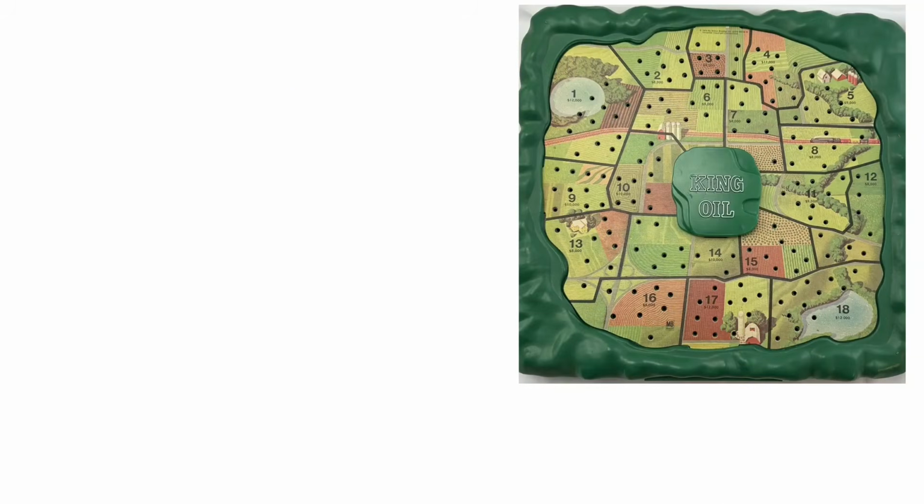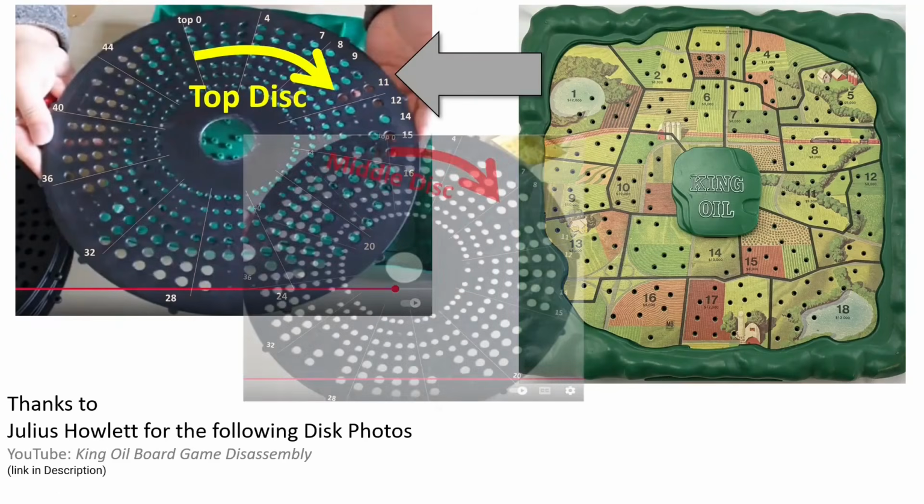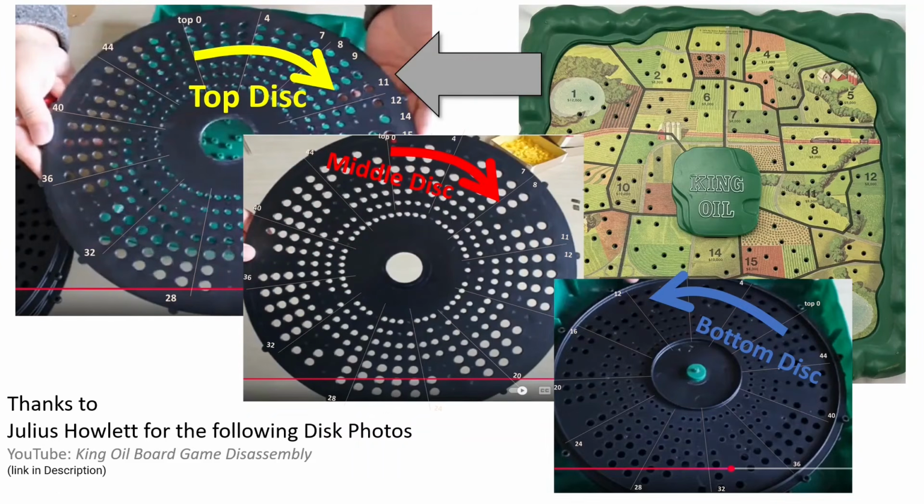Under the property map are 3 stacked perforated rotating discs representing oil deposit depths. Each disc has 7 concentric rings bisected by 48 spokes, providing 336 nodes representing potential drilling locations. This number is further reduced by the available drilling holes in the property map, as we'll see later. At each node, there is either a hole indicating no oil or a solid stop indicating oil is present. Discs only clock in intervals of every 4th spoke due to 12 alignment catches on the edge of each disc.